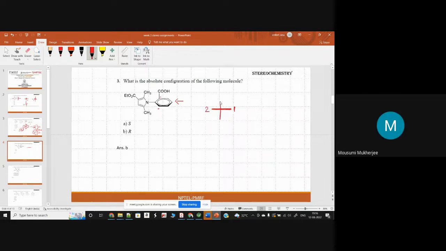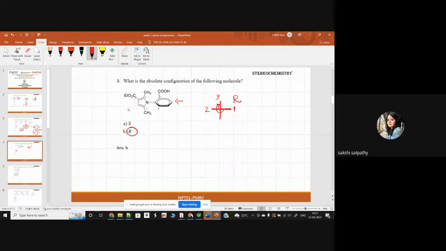And in the back carbon, this carbon or this one? The above one has the highest priority. Yes, CO2Et will be there. Then 1, 2, 3, and the configuration is R. So we will get the same result if we do this from the left side; we will get the same priority.